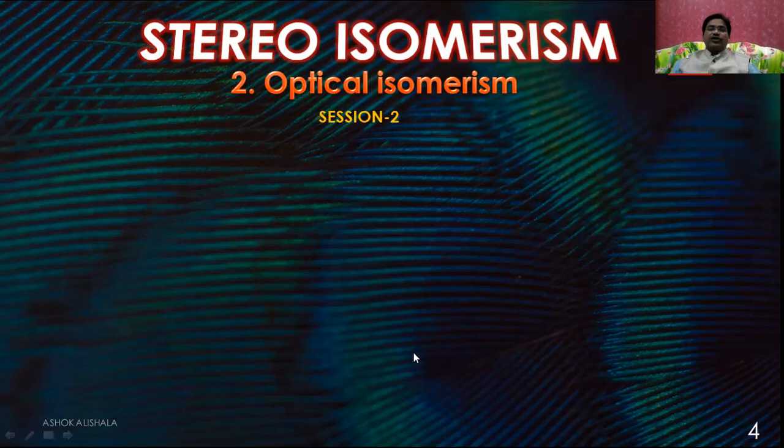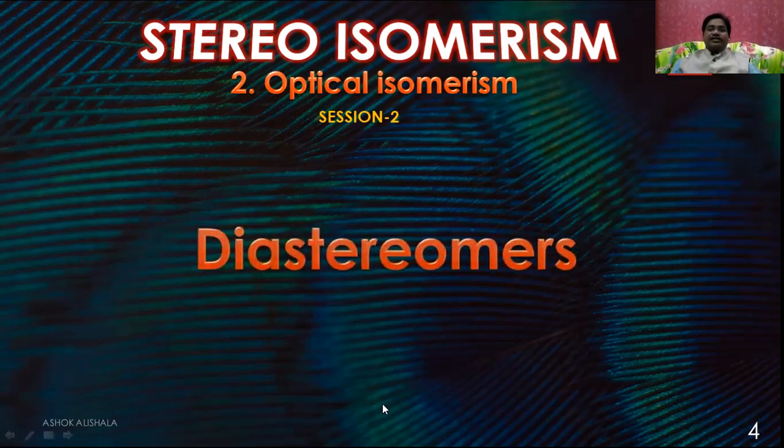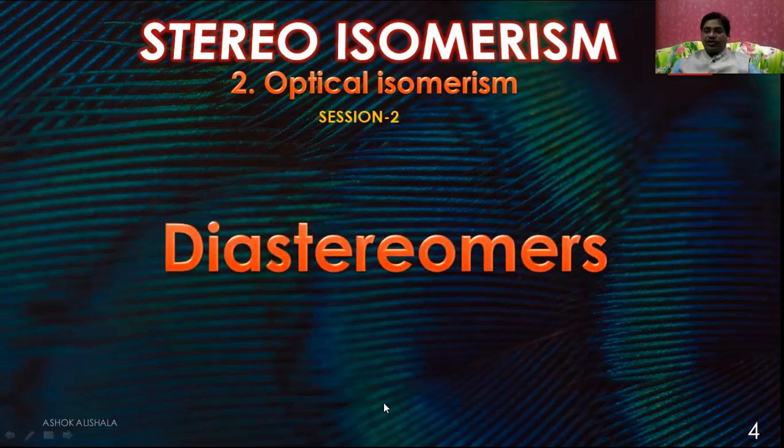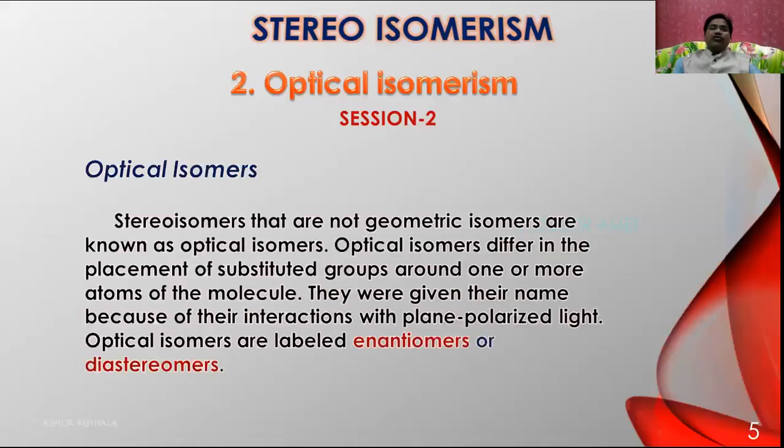Then the other topic is diastereomers. What are diastereomers, what is their structure, which compounds are called diastereomers, and how do they differ from enantiomers? We are going to discuss the differences between enantiomers and diastereomers in this session.